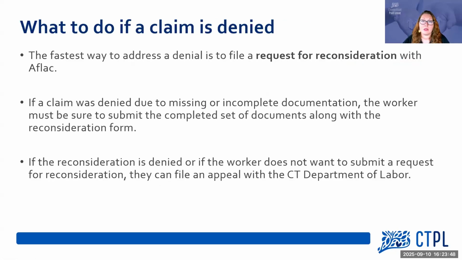So, what to do if your claim is denied? The fastest way to address a denial is to file a request for reconsideration with AFLAC. If the claim was denied due to missing or incomplete documentation, that's usually the easiest. You would need to be sure to submit those completed documents along with your reconsideration form. If the reconsideration is denied, or if the worker does not want to submit a request for reconsideration, you can file an appeal with the Connecticut Department of Labor, but we highly recommend that you do issue a request for reconsideration first before going directly to the Department of Labor.